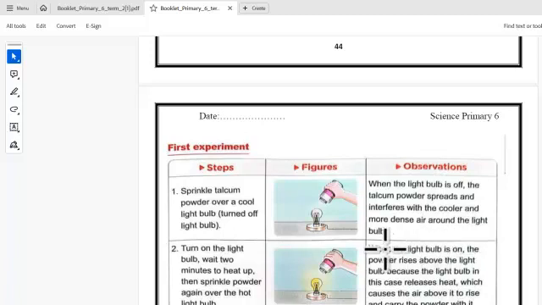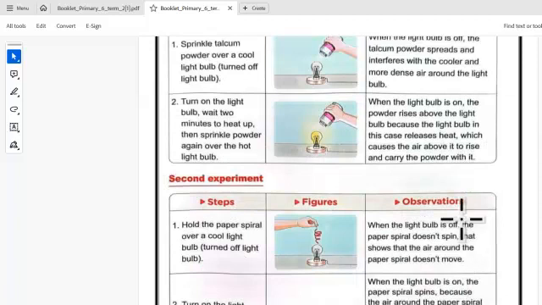Turn on the light bulb, wait 2 minutes to heat up, then sprinkle powder again over the hot light bulb. When the light bulb is on, the powder rises above the light bulb because the light bulb releases heat, which causes the air above it to rise and carry the powder with it.